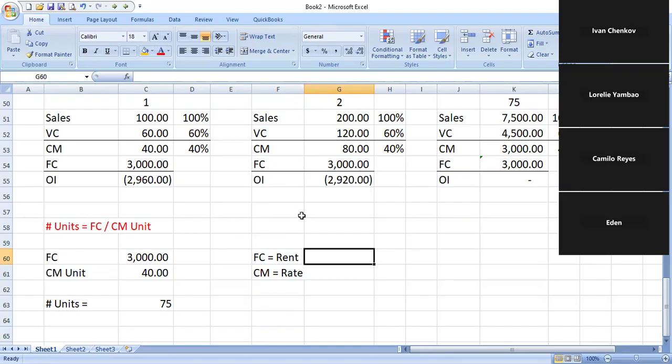How much are you paying for rent? Just give me a random number. 2,000. Now, what is your rate? How much do they pay you per hour? Again, a random number.